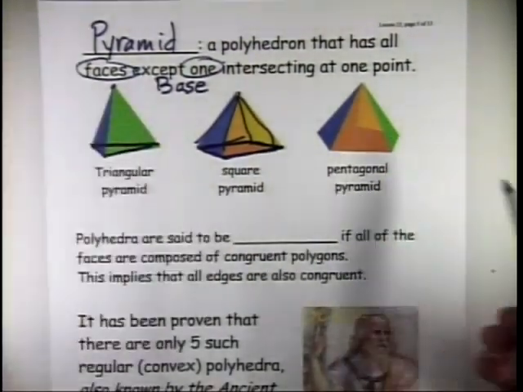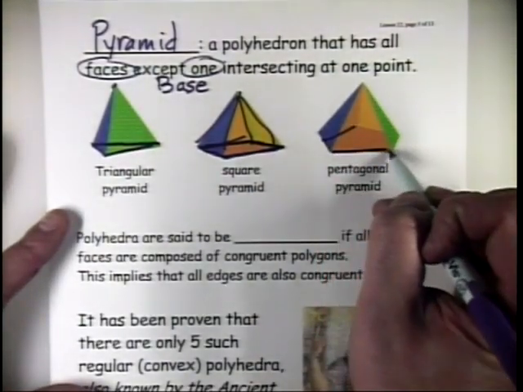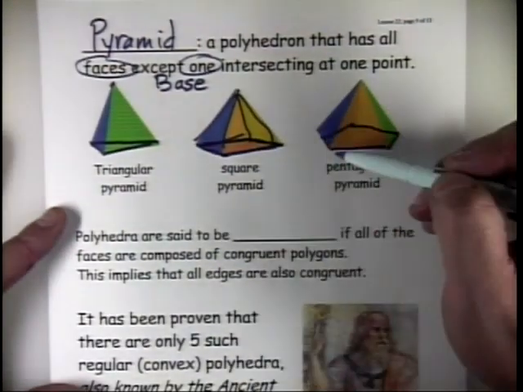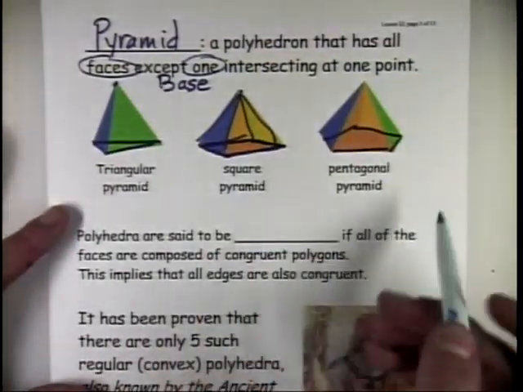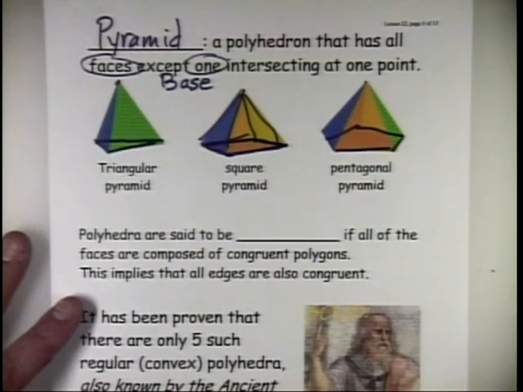And then we have a pentagonal pyramid. We can have basically any pyramid we want so long as we can construct it. So in this case, we have a pentagon for the base, and this would have the 5 lateral surfaces all connecting at the top. So pyramids are pretty cool.